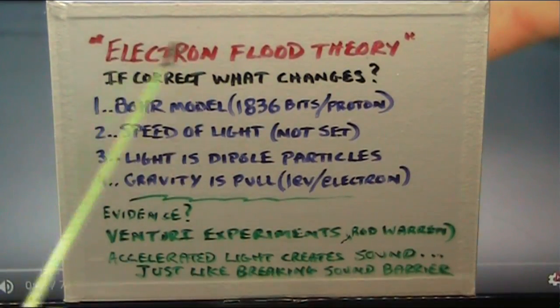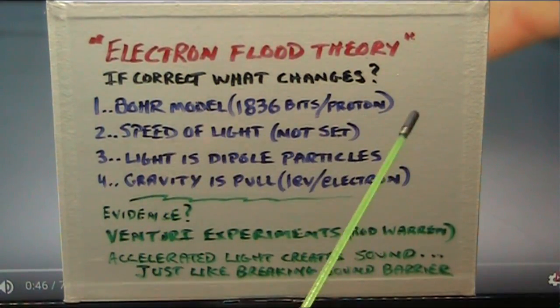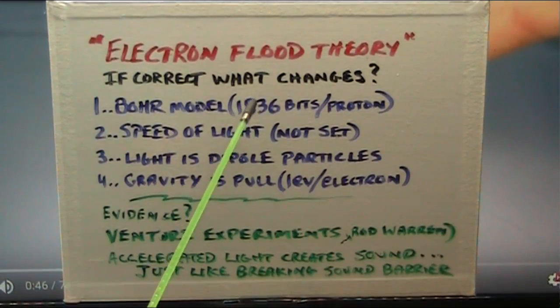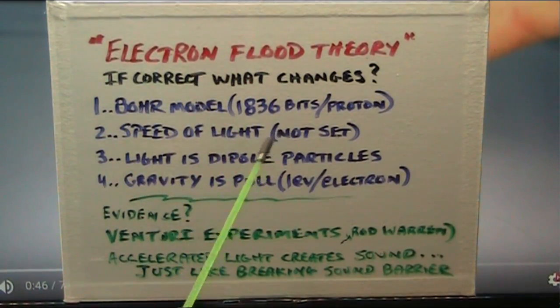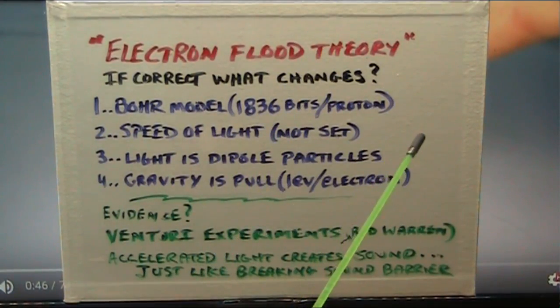Okay, my friends, electron flood theory: what would change if it was correct? Which it is. The Bohr model goes completely, done. There's 1836 bits in every proton, 1837 in every neutron, 1 in every electron. Half of the bits of the proton are negative, half are positive. In a neutron, half are positive, and half plus 1 are negative.